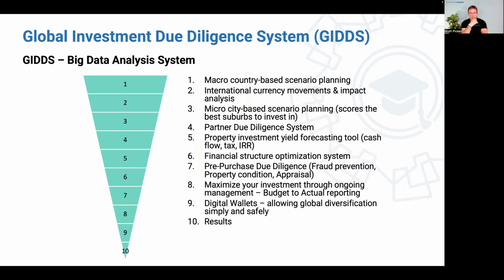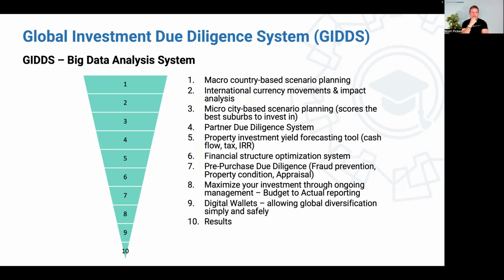So, what countries do you want to be in? What currencies do you need to take into account? What cities do you want to be in? How do you go and find the right partners? How do you do an analysis on the actual property? How do you structure and make sure that it's optimized? How do you do pre-purchase due diligence to avoid fraud and all of that? How do you maximize your investment ongoing?